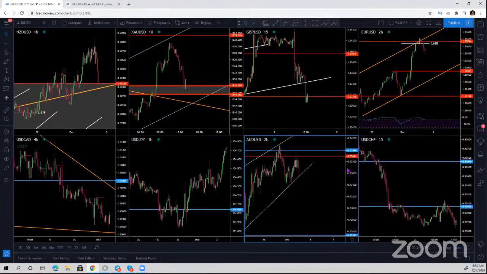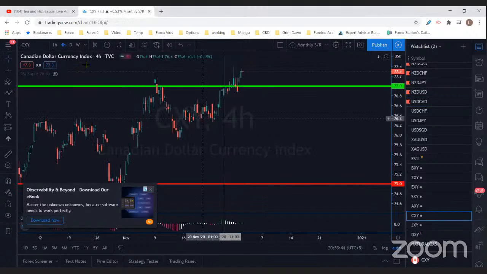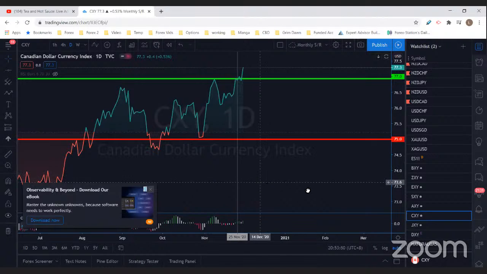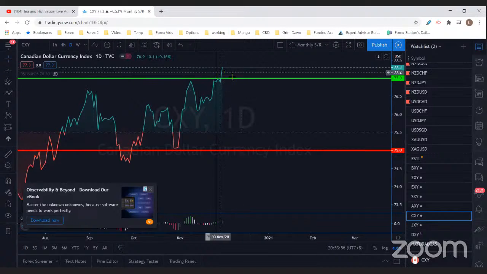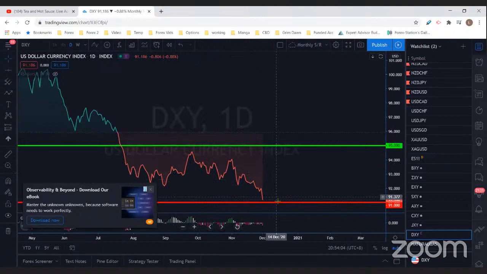All right. Yeah, I actually just wanted to ask your opinion about USDSGD. So let me grab the screen. Yeah. So I was looking at my currency indices, and this is what I have on my screen. If I change to a baseline chart, you can see that for the CAD, it has already broken my 77s, and I'm waiting for a retest of my 77 level. So I'm still pretty bullish about this. And for DXY, it's still pretty much bearish.